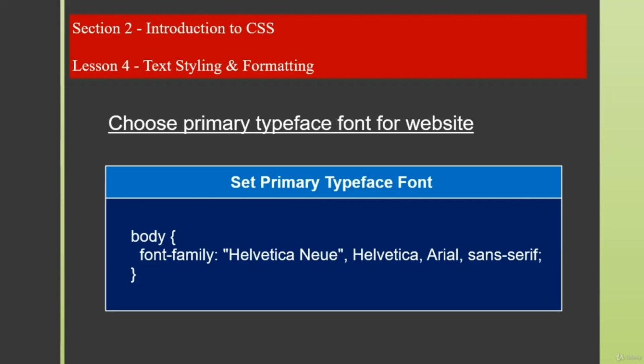First thing you need to do when creating a style for a website is to choose the primary typeface font, font family of the text, and text color. Use font family and color properties. Also, there are other properties that can be changed like size, weight, and so on. This is one example that sets font family to Helvetica Neue for a website.